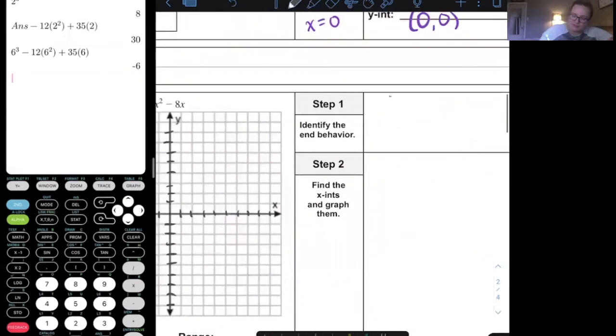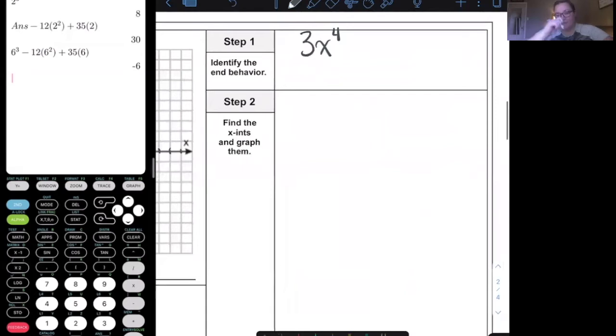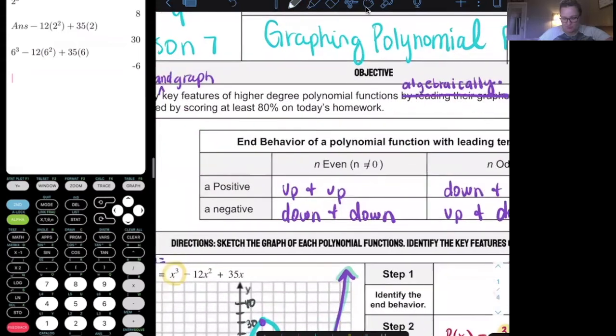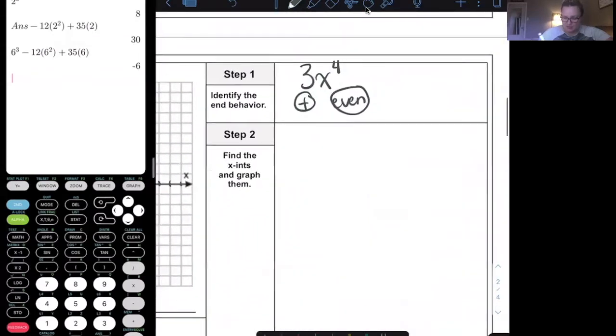Remember, use your leading term and tell me what this end behavior is going to be. All right, so our leading term is positive, the degree is even. You should have told me that our end behavior would be up and up. Remember, up to the far left, up to the far right.